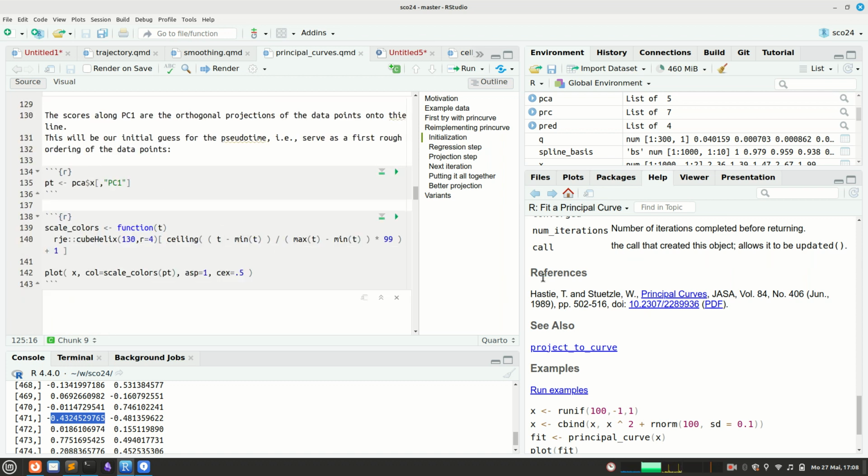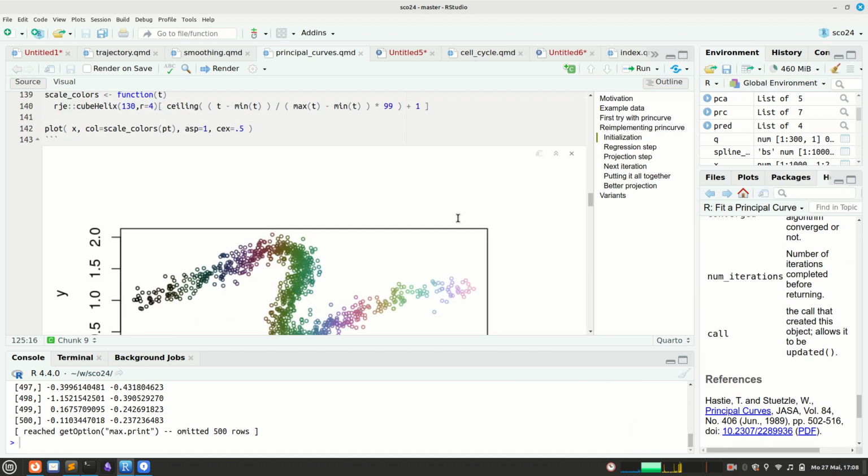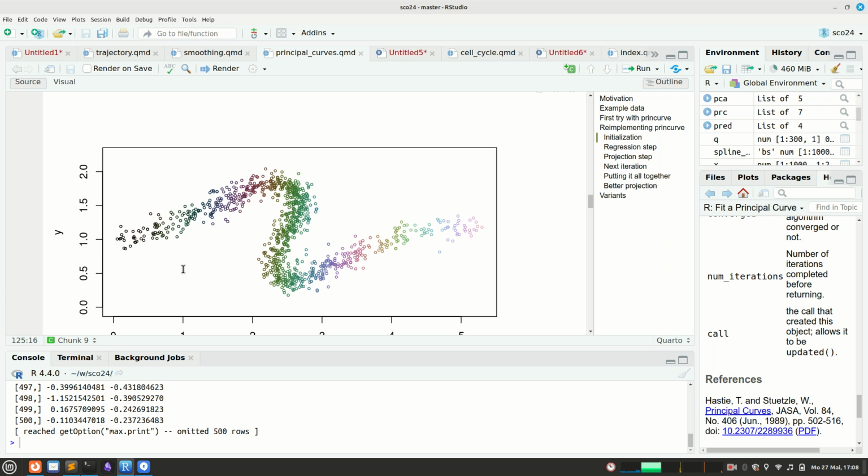I can show you here how the ordering looks like by making this nice. I found some nice colors to show you this. Here, these colors, they go from dark to light and always go twice through the rainbow. And you can now easily see all these points have the same pseudotime because they have the same color.